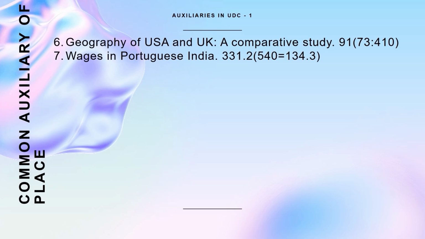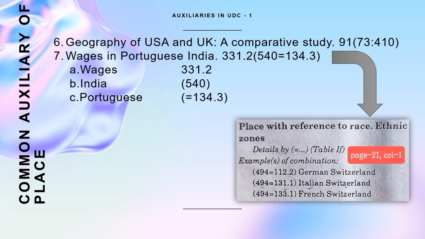So the class number will be 331.2 within parenthesis 540 equal to 134.3, that is wages in Portuguese India. If you see the notes in the schedule, you will find in page number 21 column 1, that is place with reference to race, ethnic zone, details by within parenthesis equal to ..., that is table 1F, and an example has been given there, that is 4 within parenthesis 494 equal to 112.2, that is German Switzerland, again Italian Switzerland.